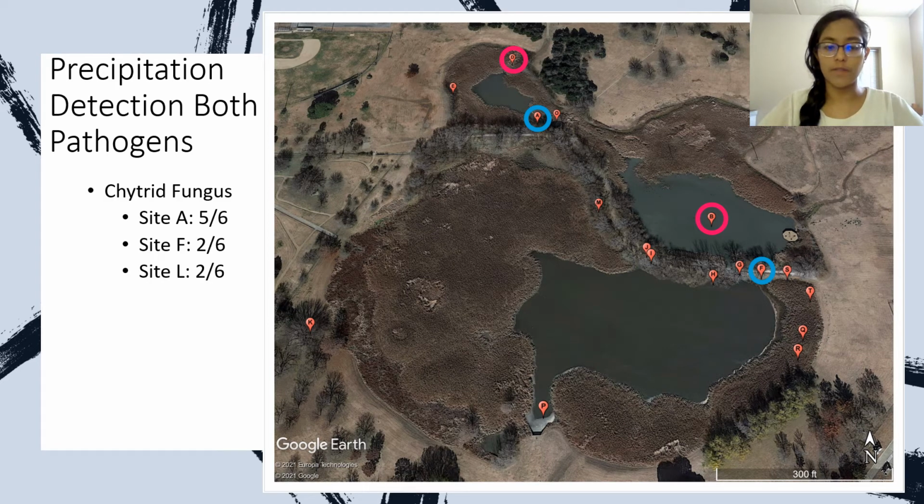We'll begin with chytrid fungus, which was detected at 3 different sites: Site A, Site F, and Site L. And as you can see, there were multiple positive detections at each site. However, for ranavirus, while it was detected in 2 different sites, Site B and Site D, there was only 1 positive detection out of the 6 replicates.